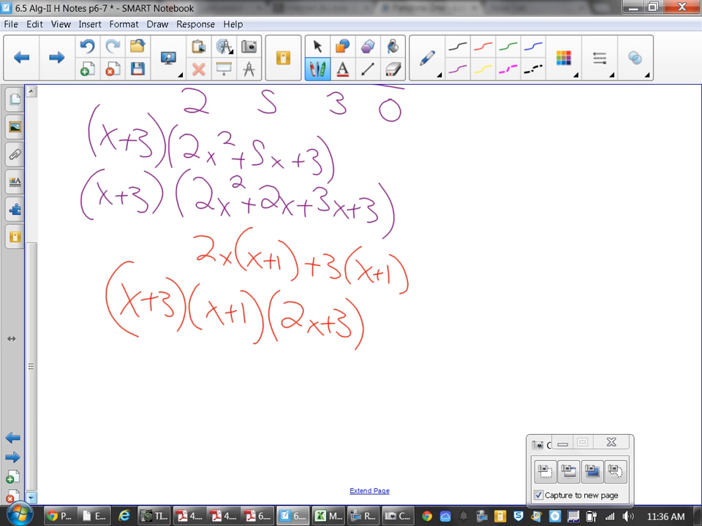That's amazing. That's what factoring using synthetic division allows you to do. If you know a zero to start, you're whittling out a degree to make it easier to factor.